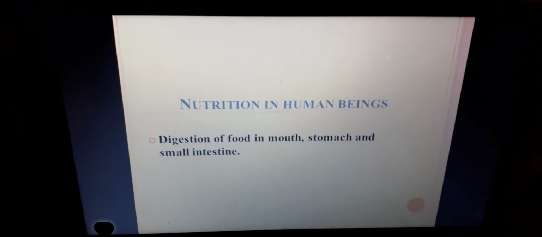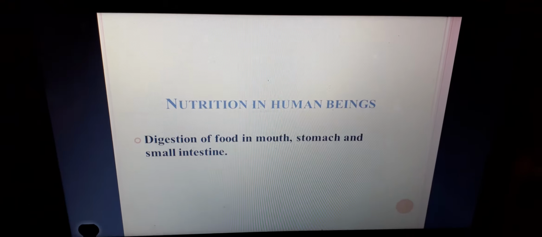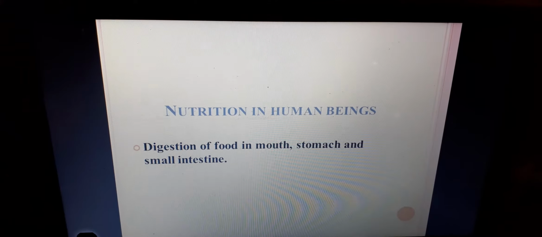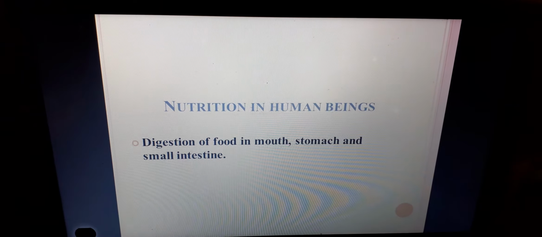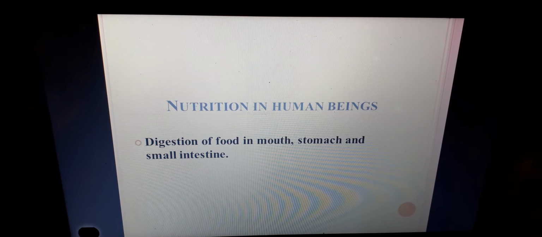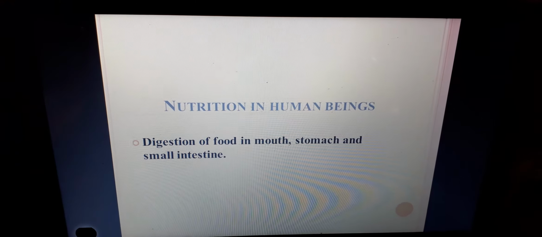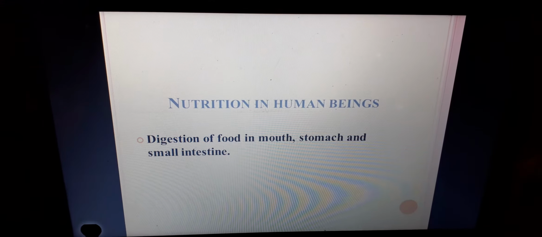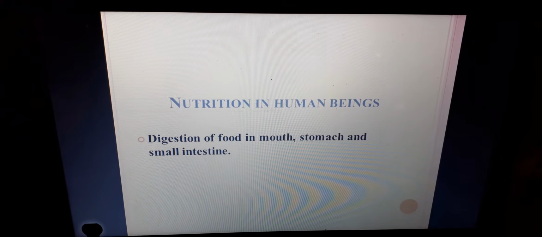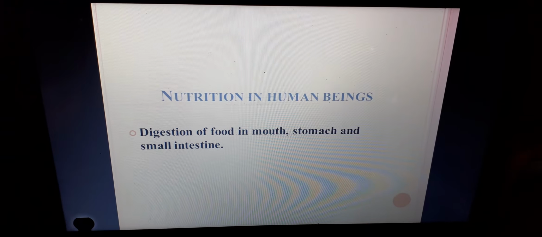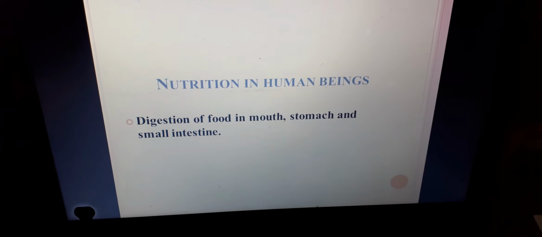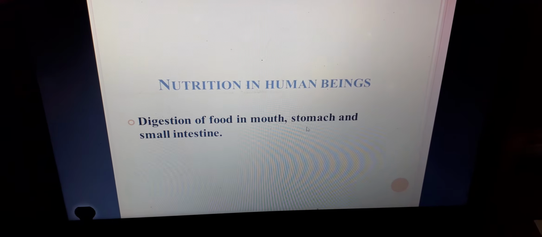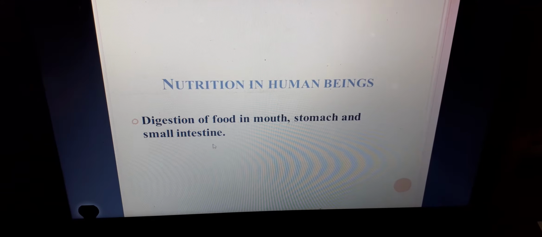Now in the previous video, children, you have seen the structure of the digestive system, and you are familiar with the alimentary canal, different organs, their location, and how they are accommodated in our body. Today I will explain the digestion of food in three parts of our body, that is mouth, stomach and small intestine.